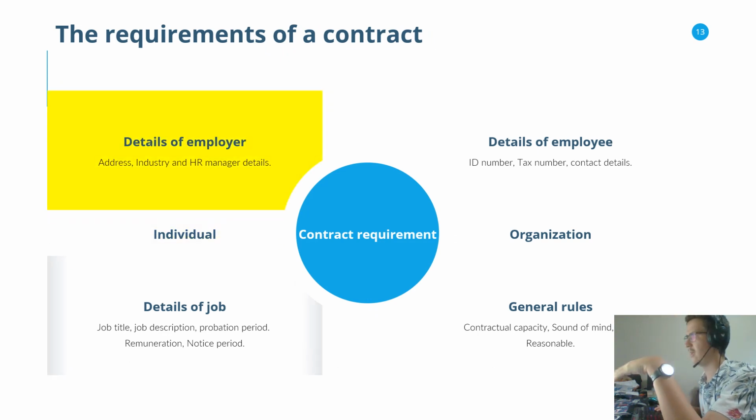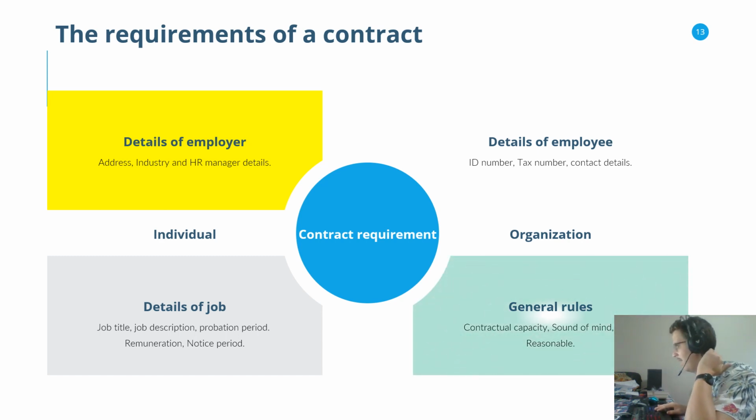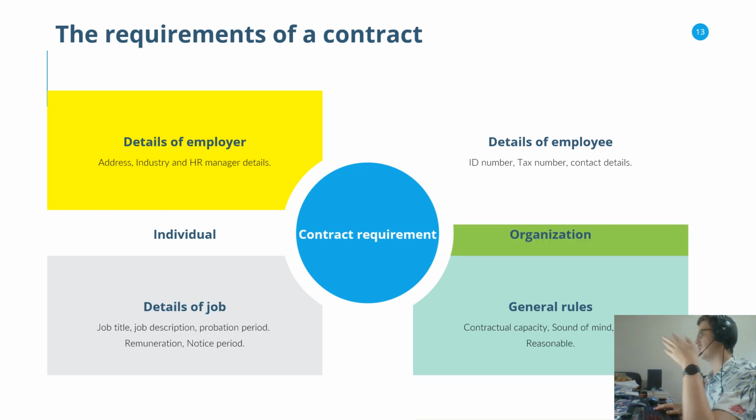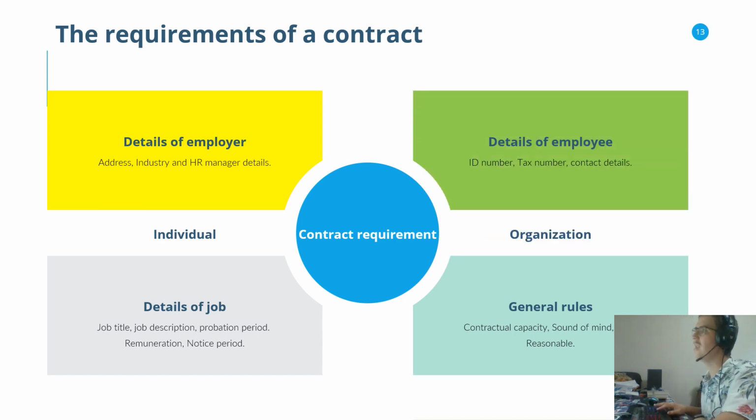It has to have the details on the employee, the employer, the details of the job, and they have to be of contractual capacity. Remember, above 18, they have to be sound of mind. The contract has to be reasonable. You can't expect them to do something that's illegal either.